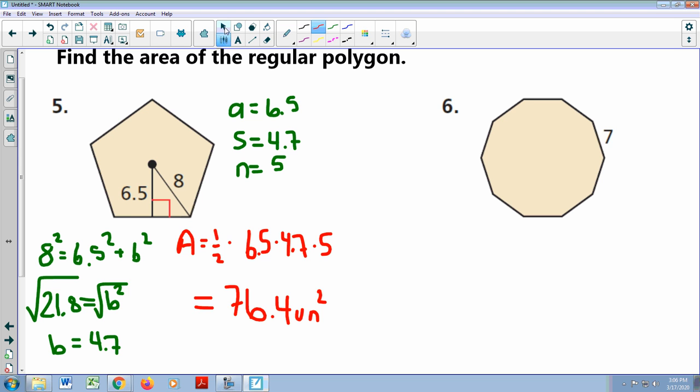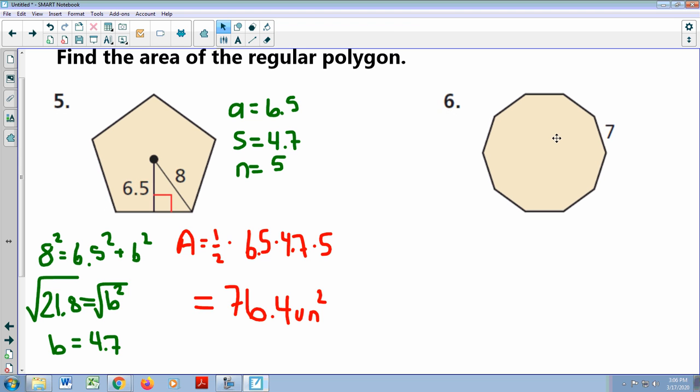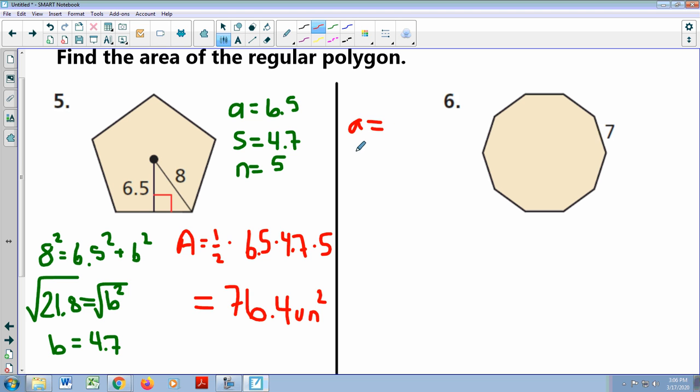Now as I do this last one here, can't really move it. I'm going to identify my apothem. I don't know what that is. I know my side length is 7. And if I count the number of sides, 1, 2, 3, 4, 5, 6, 7, 8, 9, 10. So I know my number of sides is 10.